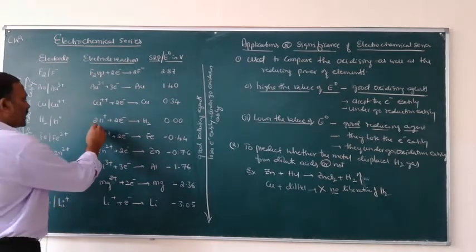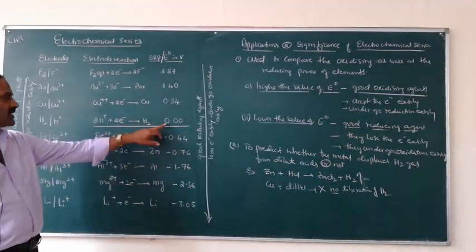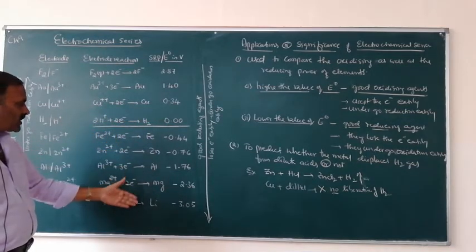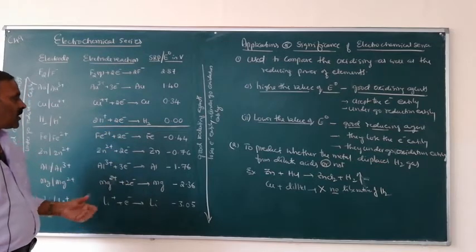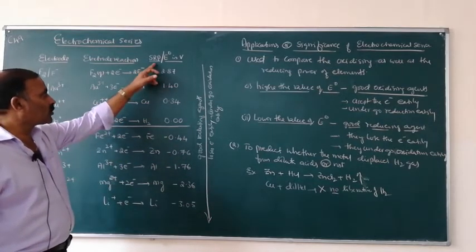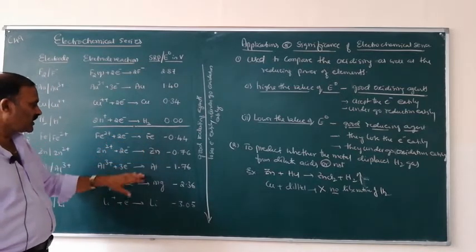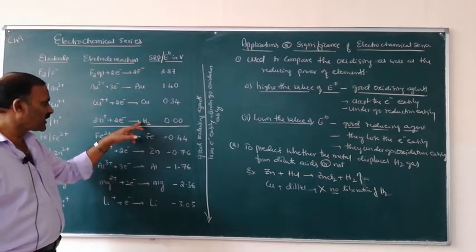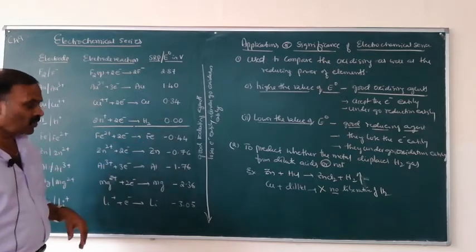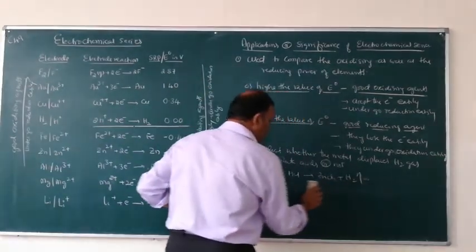You see, what is the electrode potential of hydrogen electrode? Electrode potential of hydrogen electrode is 0.00. When metals are below hydrogen in the electrochemical series, what is the value of electrode potential? They have negative electrode potential values. When the metals below hydrogen in the series are added into dilute acids, hydrogen gas is liberated because hydrogen ions undergo reduction.